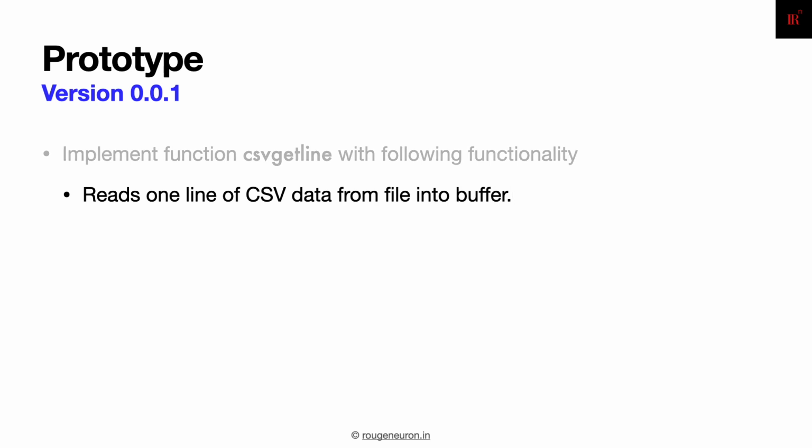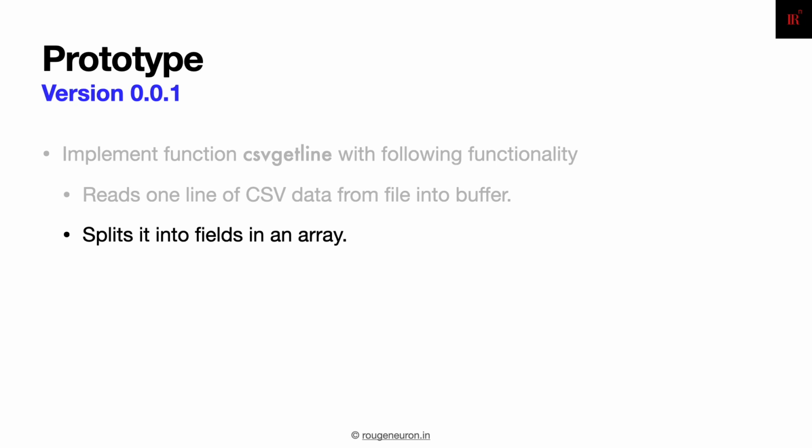The first requirement is that the function needs to read one line of CSV data from the file into a buffer. After reading the data into the buffer, the function needs to split it into fields and store it in an array.